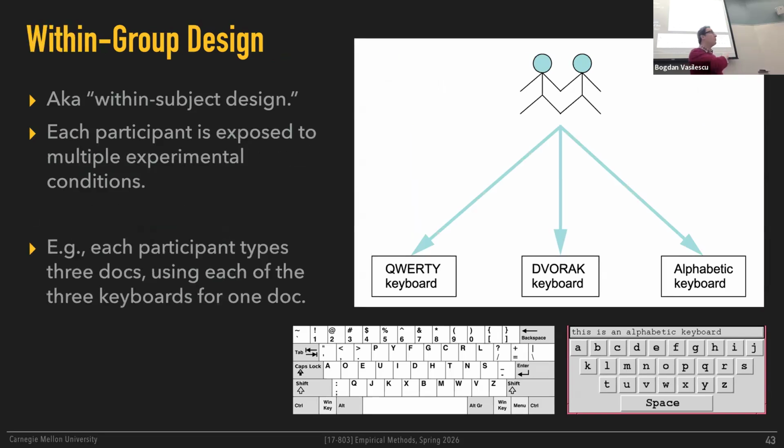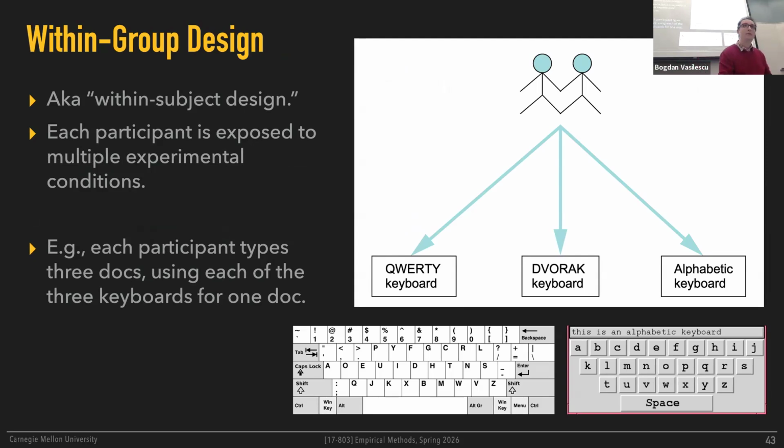That's not a risk here, right? Because however expert you are at typing, that expertise will presumably be shared across these three conditions. So that's an advantage of these within subject designs. But the big disadvantage, to Shrek's point, is all of these order effects. So let's talk more about that. Okay.